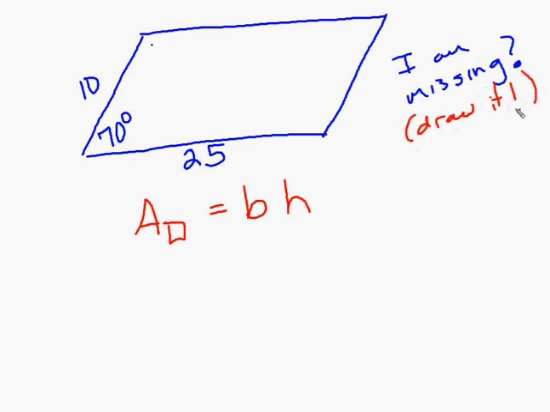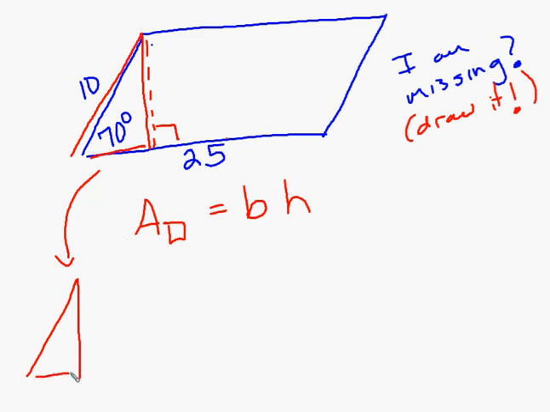You are going to have to often in this chapter draw in pieces of the shapes that are not there. So I don't have the height drawn in, and I can draw it wherever I want. I'm going to draw it somewhere that is helpful. Right there is helpful. Why is that helpful? Because what do I have right here? A right triangle. So I'm going to take that right triangle, and off to the side, I'm going to figure out something about it. I'm going to figure out my height.